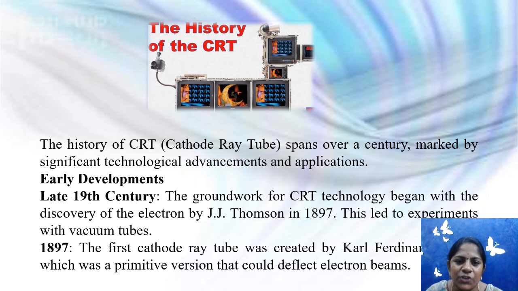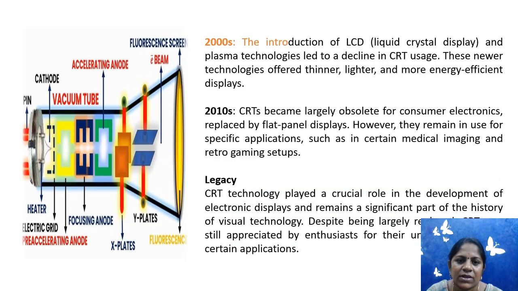So we can see the history of the CRT. The cathode ray tube spans over a century, where we can see significant technology advancement and applications. Early development, late 19th century: CRT technology began with the discovery of the electron by J.J. Thomson in 1897. Later the first cathode ray tube was created by Carl Faraday, a very primitive version, in 1897. So here we can see the picture view of the CRT in the 2000s and 2010s, and its legacy.